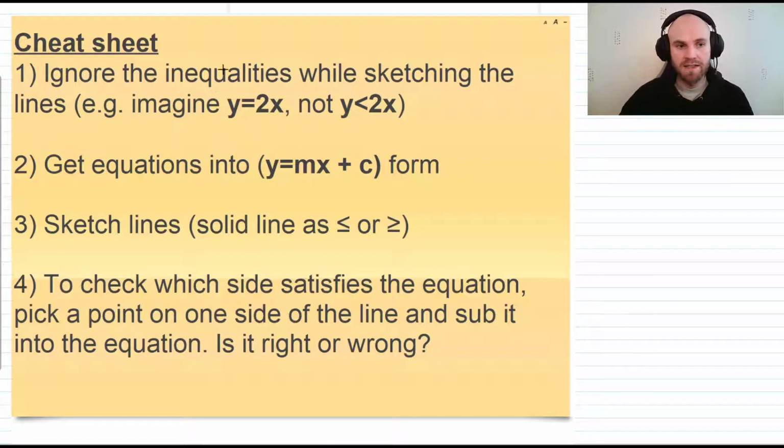going to ignore these inequalities. So for example, if we have y is less than 2x or something like that, we would just ignore that inequality and we're going to imagine it's y equals 2x, and that is what we're going to draw. We're going to get these equations into y equals mx plus c form. This will help us draw the line, make it a lot easier.